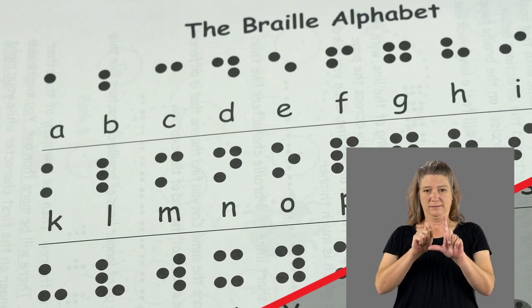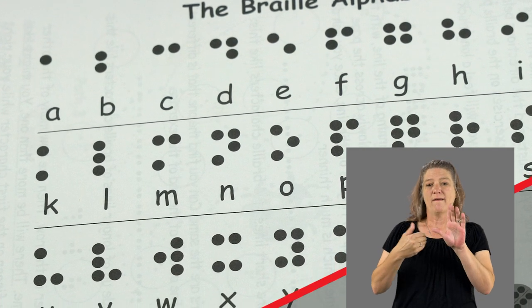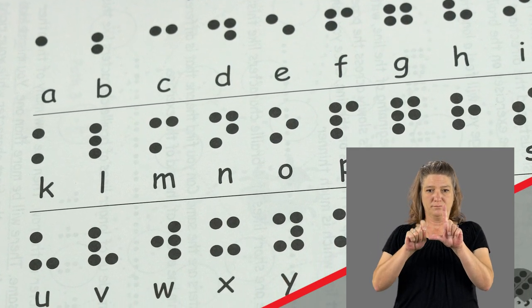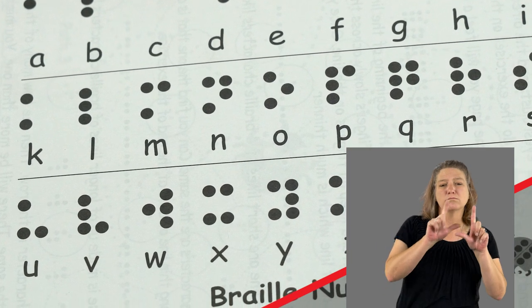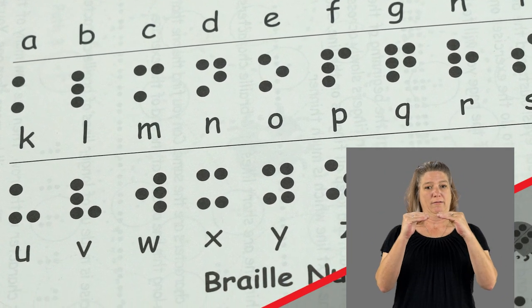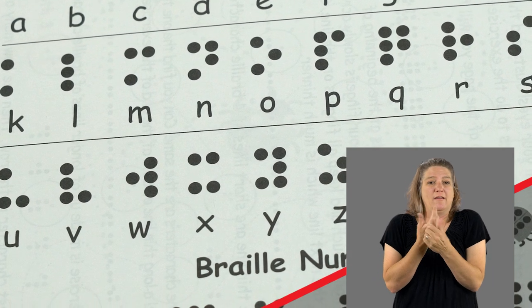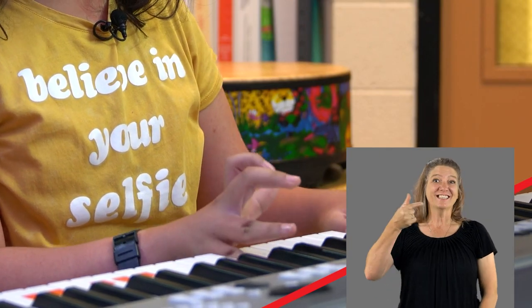Every symbol is made out of some combination of the dots in one Braille cell, or in combination with 2 or 3 Braille cells to create anything that is available in print. 1, 2, 4, and 5, it's G.